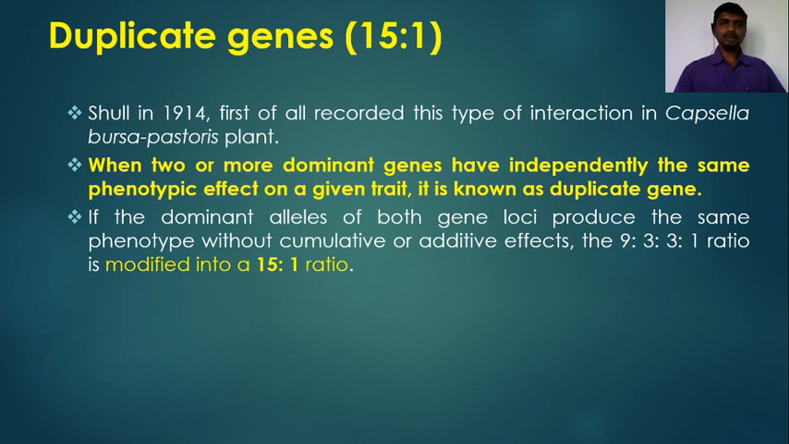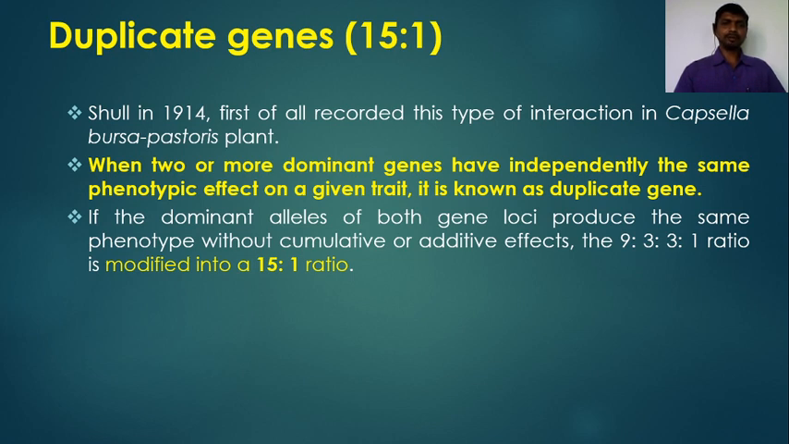So, what are duplicate genes? When two or more dominant genes have independently the same phenotypic effect on a given trait, it is known as a duplicate gene. If the dominant alleles of both gene loci produce the same phenotype without cumulative or additive effects, the 9:3:3:1 ratio is modified into a 15:1 ratio.